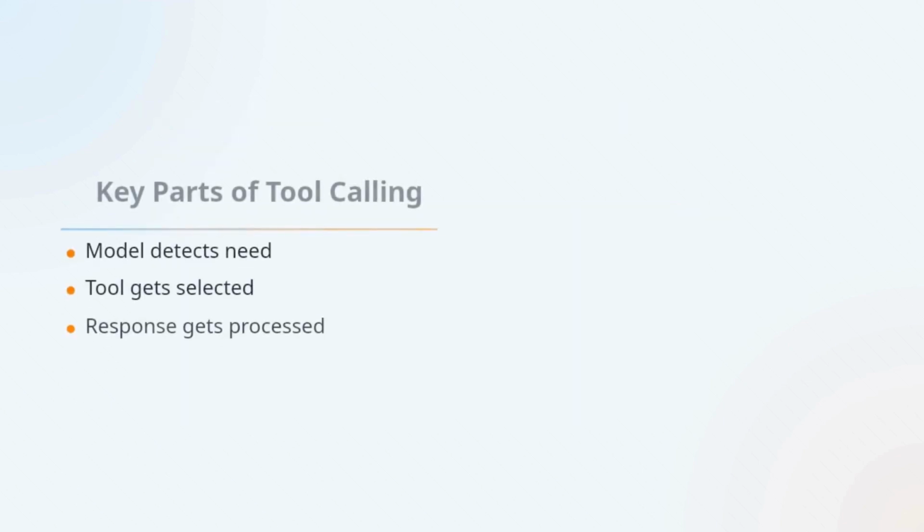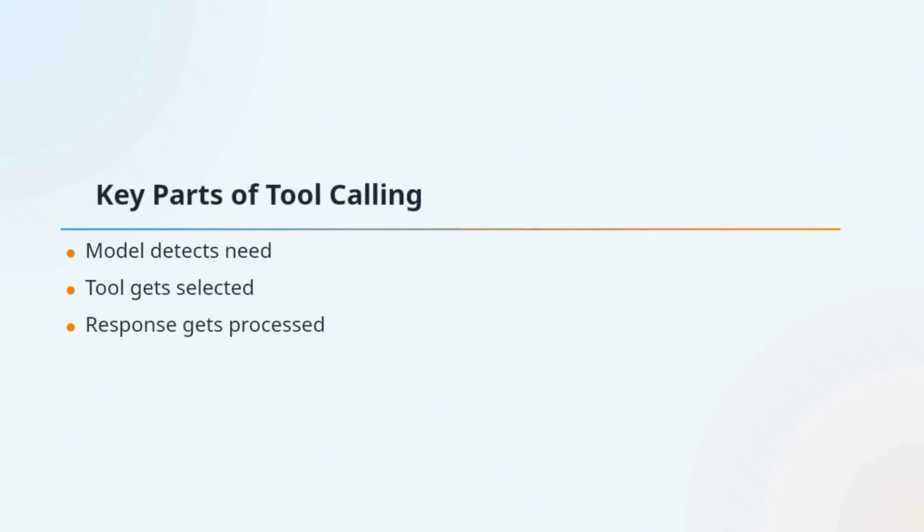Several components work together in tool calling. First, the model recognizes it needs outside help. Then a tool selection mechanism chooses the right dependency, like a search engine or database. After that, an API interface sends the request. And finally, a response processing layer formats the result properly for the user.